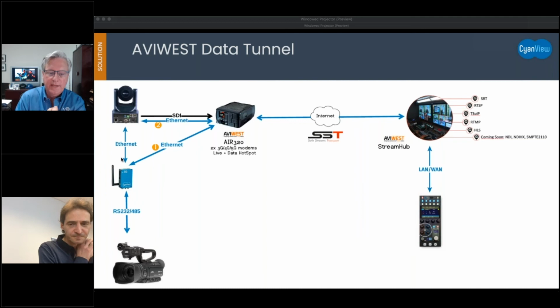So the AviWest data bridge or data tunnel, what it does is it establishes a connection from the studio side to the field. You can configure it so they're on the same subnet, so that assets in the field appear on the network in the studio like they're on the same LAN, or we can do different subnets, and sometimes that makes sense. You might want cameras in different areas and the remote site on different subnets.